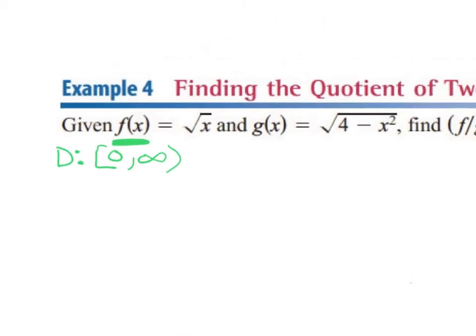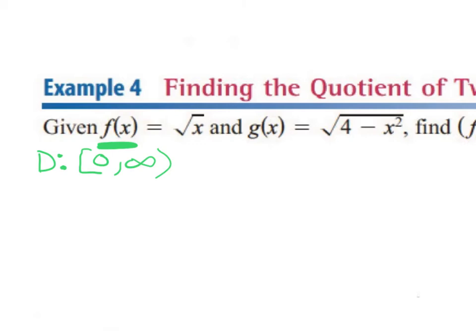Now we need to find our domain for g of x. So we know we can't have a negative under the square root. So what we're going to do is set 4 minus x squared equal to 0. Setting it equal to 0 is going to help us find our key numbers, which will help us find our domain. So we just solve for x here. So I'm going to add x squared to both sides. So I have 4 is equal to x squared.